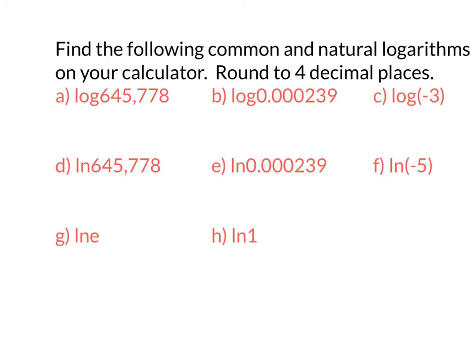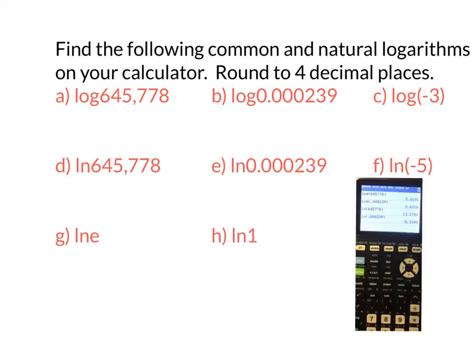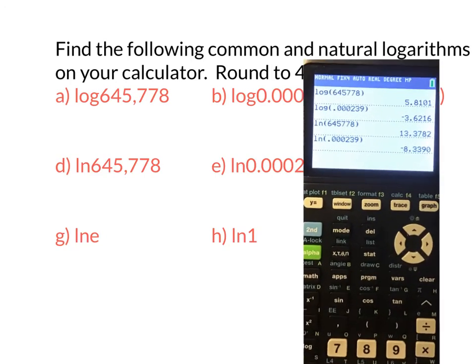Okay, find the following common and natural logs on your calculator. Round to 4 decimal places. All right, so all you have to do is punch those straight in. So what I went ahead and did is I punched them in, took a picture of my calculator, and here it is.